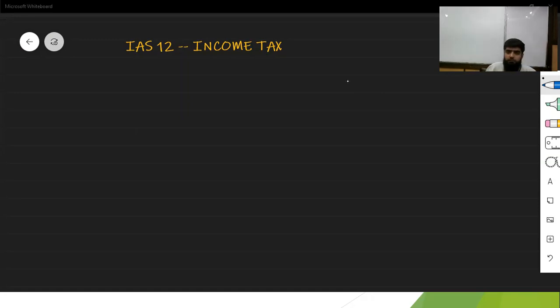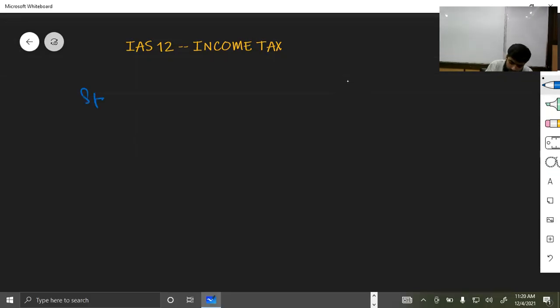Okay, so let us start with income taxes. What is income tax? As you all know, if we talk about the components of financial statements, we have 5 different components: statement of profit and loss account, statement of financial position, cash flow statement, statement of changes in equity, and notes to the accounts. Out of these 5 components of financial statements, we have a main component, that is the statement of profit and loss account.